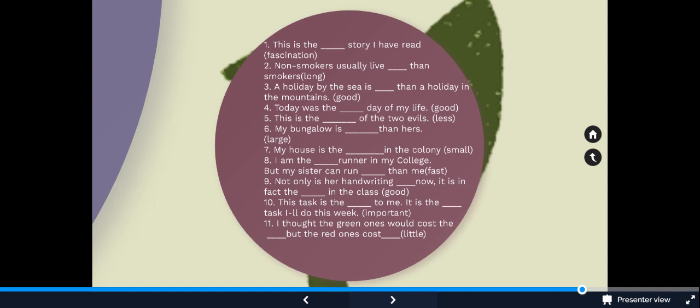Fourth one. Today was the dash day of my life. You have the determiner the in the sentence. So, the best day of my life. Superlative degree of good is best. Fifth one. This is the dash of the two evils. This is the least of the two evils. Next one. My bungalow is dash than hers. My bungalow is larger than hers. My house is the dash in the colony. My house is the smallest in the colony, because you have to use superlative degree there. Before dash, you have the determiner the. I think you can do the rest of the sentences.